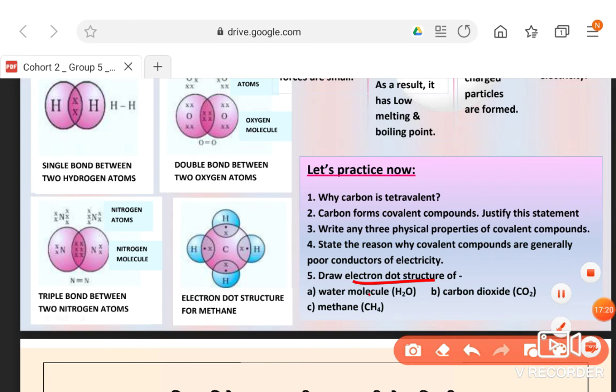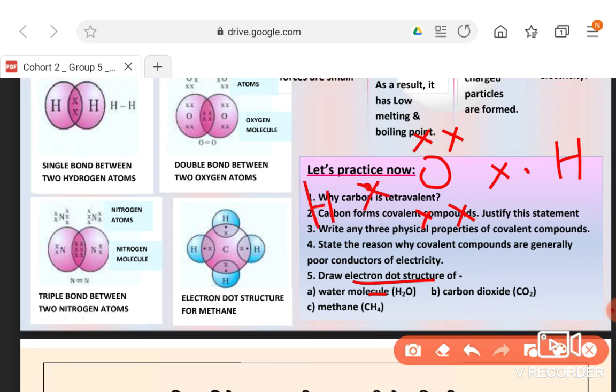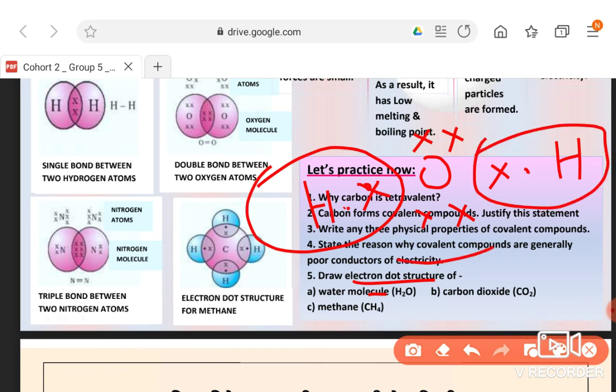Draw the electron dot structure of a water molecule. Water molecule H2O. So oxygen will be the central element. It contains 6 electrons in the outermost shell, so it will share 1 electron with each of the hydrogens. Oxygen's electrons have been shown by crosses, and hydrogen's electrons have been shown by dots. So if we encompass the 2 electrons of this hydrogen, 2 electrons of this hydrogen shared, and the whole 8 electrons, so it is H2O. Electron dot structure of H2O.